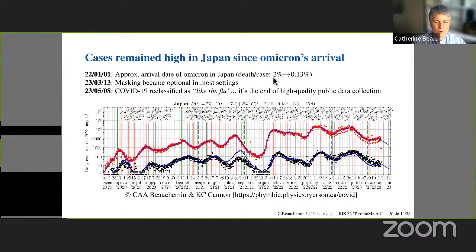So the death rate came from 2% to 0.13% after the arrival of Omicron plus the vaccine. And then in March, masking became optional. And then in May, they decided to pretend COVID was like flu. And it was the end of high quality data and our ability to track where the pandemic is going particularly accurately. Are there any questions at this point?